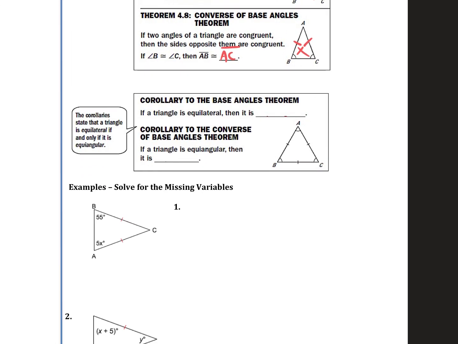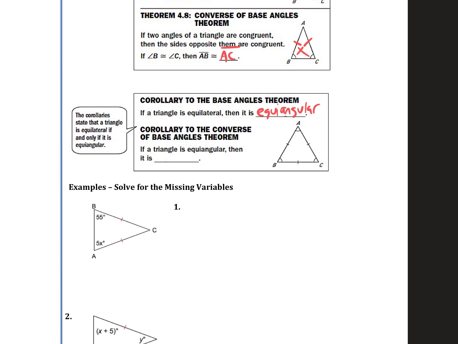And a corollary. This is for equilateral triangles or equiangular triangles. If a triangle is equilateral, then it is also equiangular. The angles are also congruent. And by the corollary, the converse is also true.